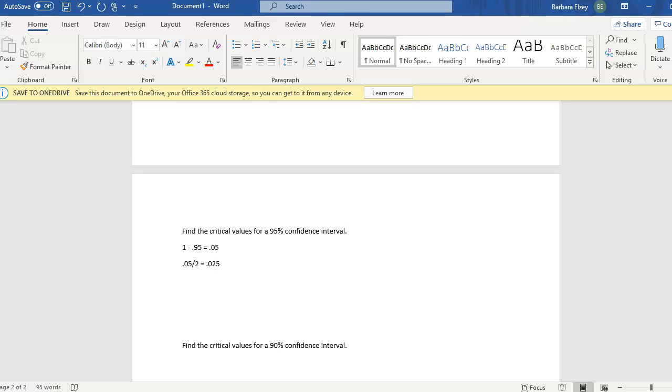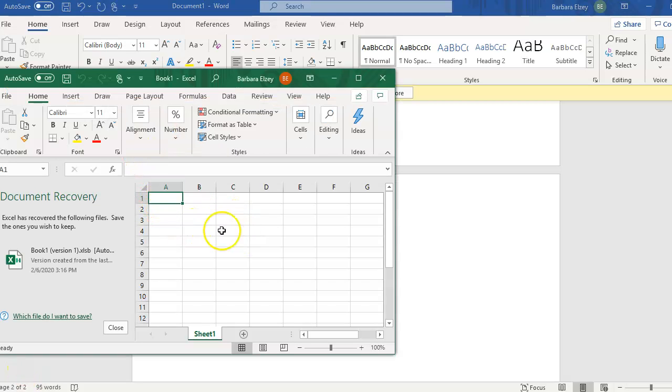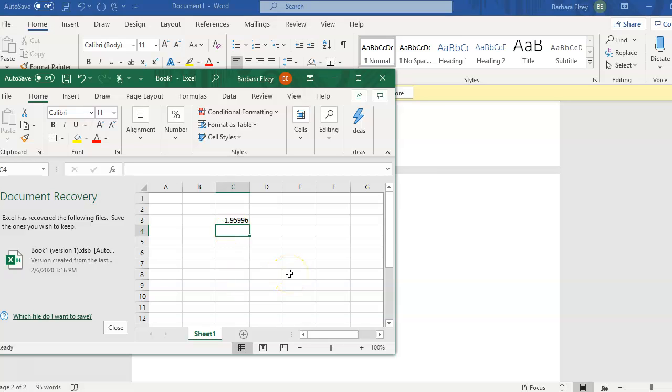Then we're going to use Excel, and one of the formulas that we've used before on Excel, to look up a value for Z. So here's Excel. I can put it into any of the cells that I want to. We're going to use equal norm.s.inv, and we're going to put 0.025, the calculation we got just a moment ago, into the parentheses and hit enter. And you'll notice it gives us negative 1.95996.